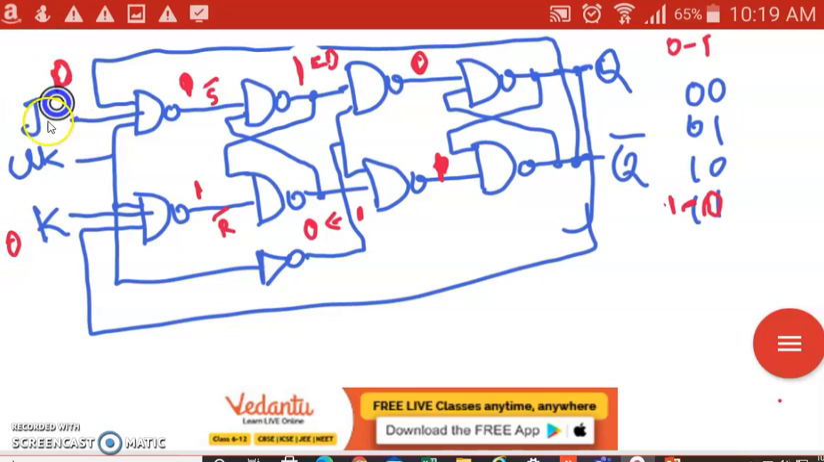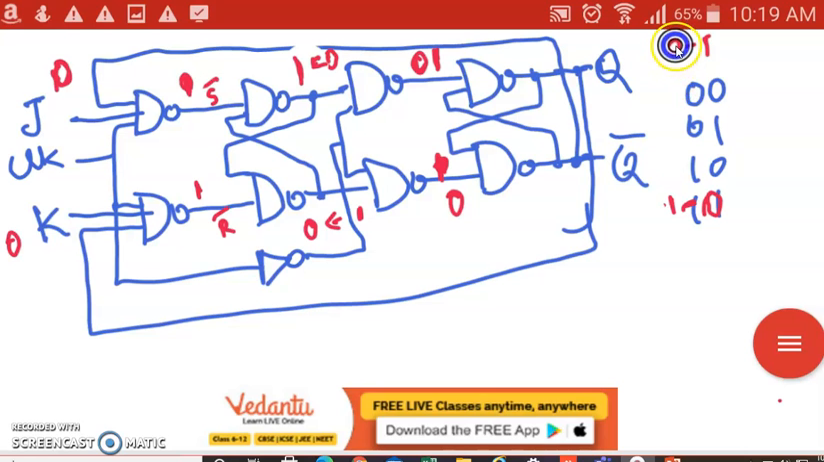Now with the same 0 0 condition across the input, let me consider my previous state is 0 and 1, suppose. Okay, 0 here, this is 1 1. When it is 1 1 previous state, if my previous state output is 0 and 1, if it is 0, what will happen? The output across this will be 1. So then here, since it is 1 and this is 1, this output is 0. 1 and 0, the meaning is reset.